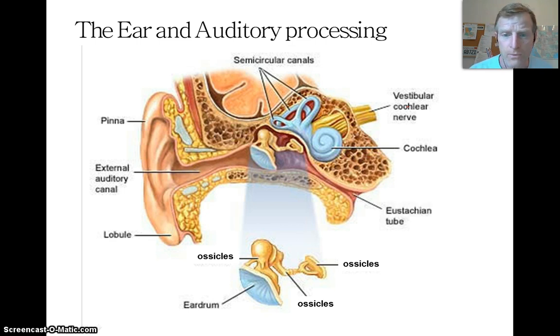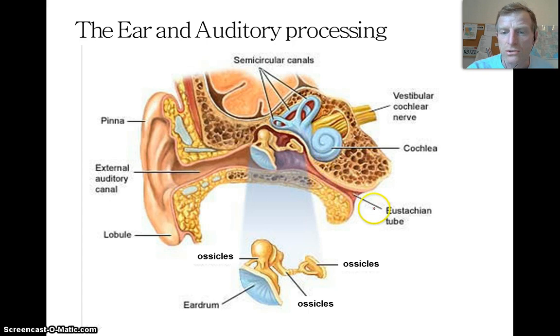So those are the parts of the ear and how they receive auditory signals and send them to the brain. Okay. Oh, the last structure on here is called the eustachian tube. This is not part of your hearing process, but this is important in that when you change elevations or there's a change in pressure can build up in the inner ear.